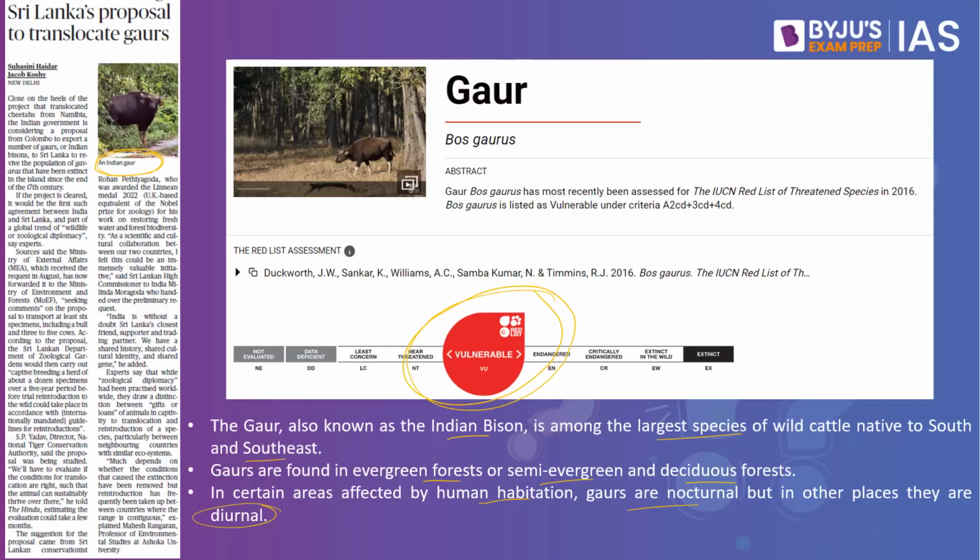When you look into this article, it goes on to say, close on the heels of the project to translocate cheetahs from Namibia, the Indian government is considering a proposal from Sri Lanka to export a number of gaurs, or Indian bisons, to Sri Lanka. So a proposal has come from Sri Lanka for the translocation of Indian gaurs from India to Sri Lanka. We have to wait and watch what the government of India will do, how this will work out in the near future. Now let's look into the next practice question.